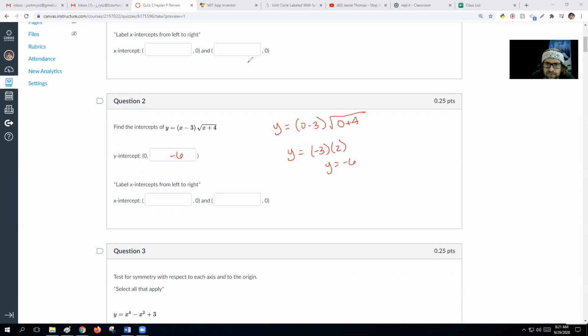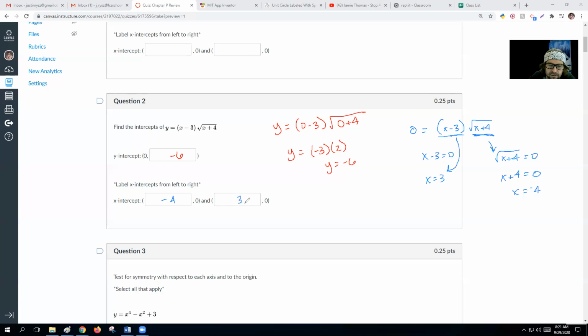The x-intercepts, what we're going to do is set y equal to 0 and solve that equation. Well, this is technically factored here. So x minus 3, what would make that equal to 0? That would be a 3. So x equals positive 3 is one of our roots. And the other thing is, when does the square root of x plus 4 equal 0? Really, we just care about the inside. When does x plus 4 equal 0? x equals negative 4. So if we're going to name these points from left to right, it'd be from negative 4 to 3.